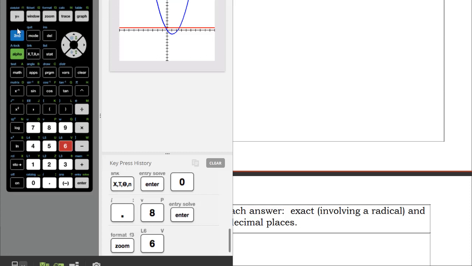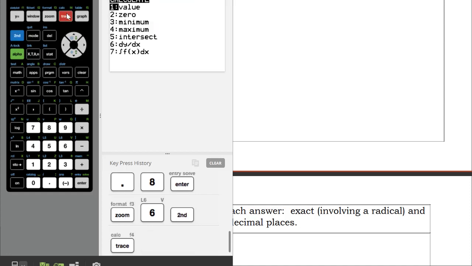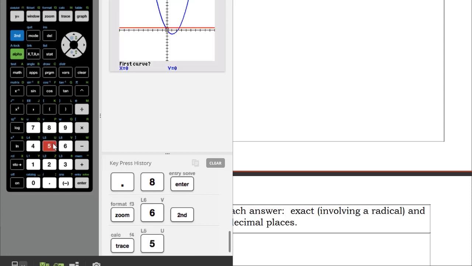So if I go to second and trace, which is the calc choice, now I will use 5 for intersect. You'll see your screen says first curve, and all the blue stuff shows up on my screen. That's the first equation. Just press enter. Now we're on the red graph, or the second equation, y sub 2. Just press enter again. Now we want to guess the intersection. Well, there's 2 of them. You can only do one at a time. So you can move your arrow to the left, close to that one, and press enter.